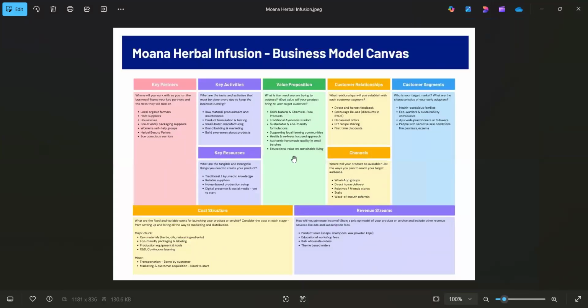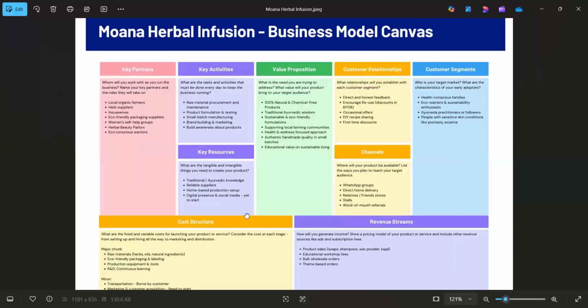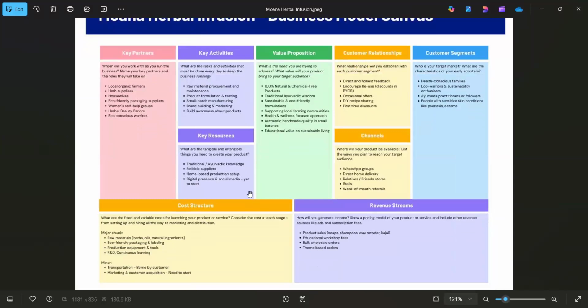Then cost structure, I have divided into two chunks. The major chunk goes to raw materials, packaging and labeling, production equipment and tools, and R&D and continuous learning. Why I have written R&D and continuous learning is that if we limit the product listing, the customer reach will be minimal. If we continue to learn and increase the range of products, the reach will increase. That is where we have to invest, so major investment goes there.